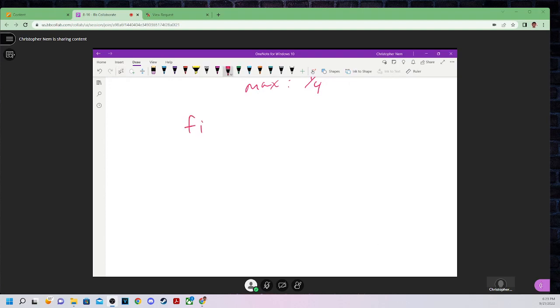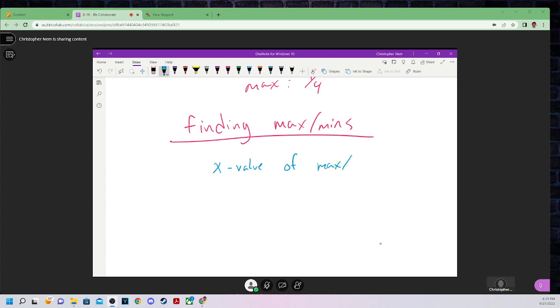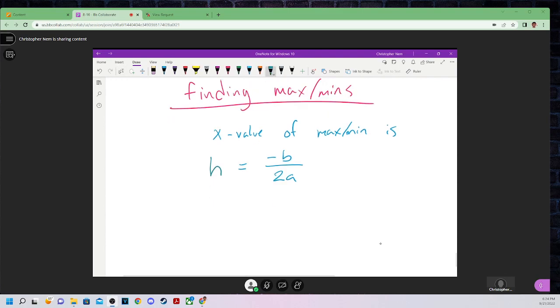So, finding max and mins. Well, there's a little formula for that. We're going to say the x value of the max, min, or vertex is going to be negative b over 2a. Or, let me be more precise. It's not just x. Let's say h. That's part of your vertex. That's the x value for your vertex. Your maximum or minimum is located at negative b over 2a.